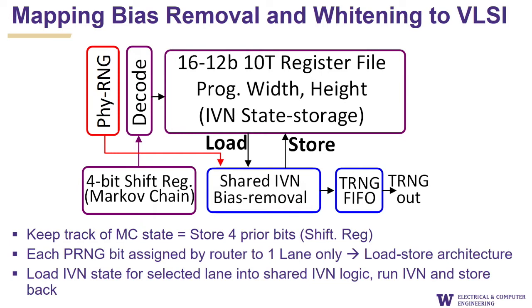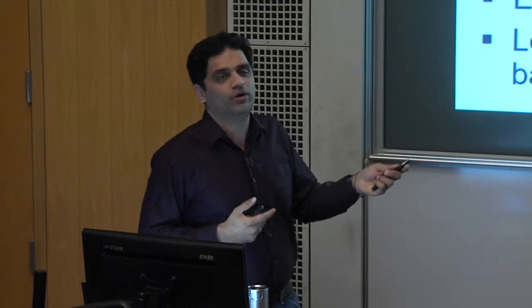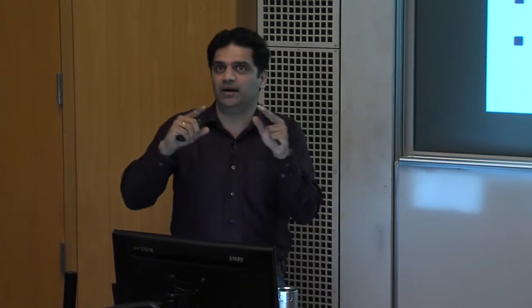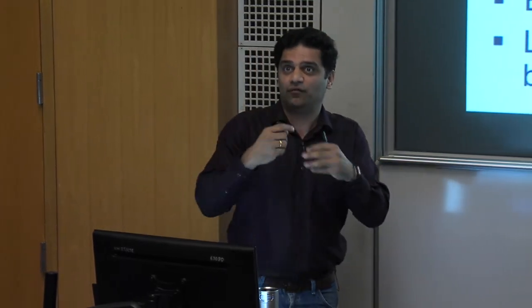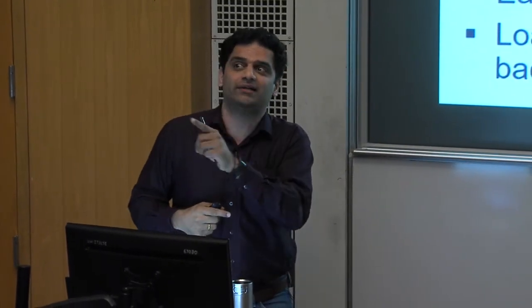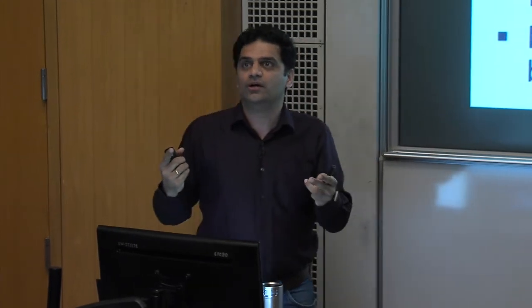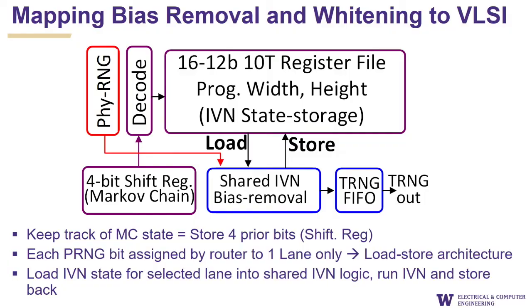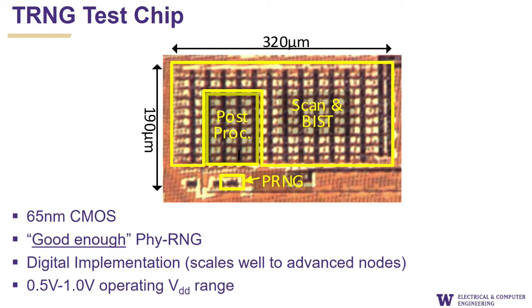So I'm taking my bits, sending them into a shift register, and I'm using those to essentially load and store this register file. I'm observing that my state machine, if I have 16 lanes for bias correction, I'm only using 1 lane at a time. The remaining 15 are not being used. So the way to save area and power is to store the state of each finite state machine in the register file, load it based on the state machine or the lane that's selected by the Markov router, do the correction, and store the updated state, and you get your random number out. That's all I'm doing. And this is the 65 nanometer test chip that was implemented.